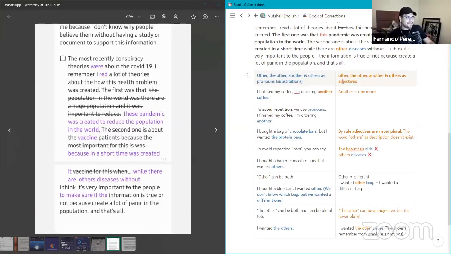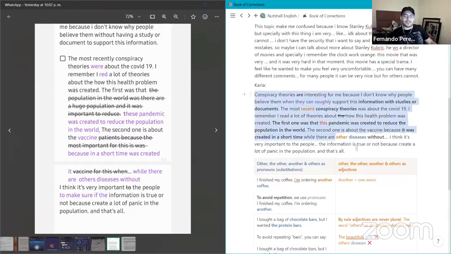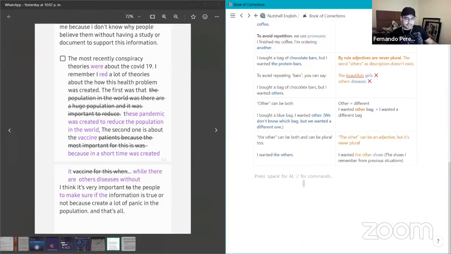Good. With this express lesson about other, the other, another, and others, we're going to get to the objective of what I wanted to use. Now that we understand the opinion that Carlita has about conspiracy theories, I'm going to give you a version that sounds much more B2. So you can create an association on new vocabulary and adverbs that can help you enhance the way you speak. Check this.